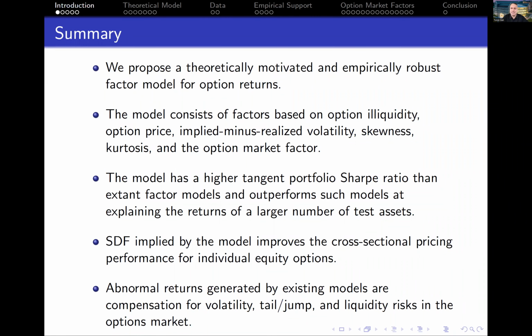And motivated by this theory, we introduce an empirical factor model for individual equity option returns. The model has a total of 6 factors, including the option market factor. And of the 5 factors excluding the market, 3 of them are linearly related to the expected option returns. They are the spreads between risk-neutral and physical measures of volatility, skewness, and kurtosis, because we truncate the Taylor series expansion at 4, which I'm going to discuss. Plus, we have a big nonlinear term in the model that we proxy with option illiquidity and option price.